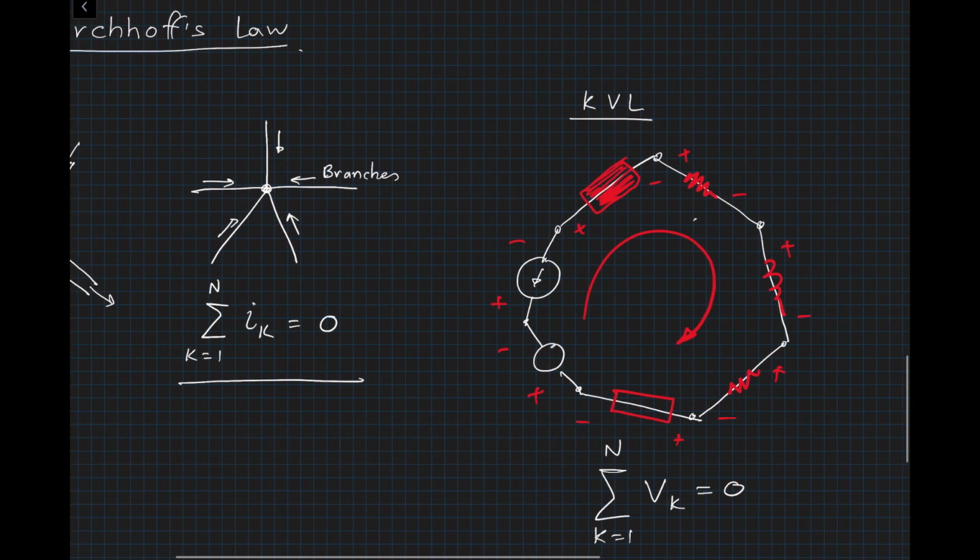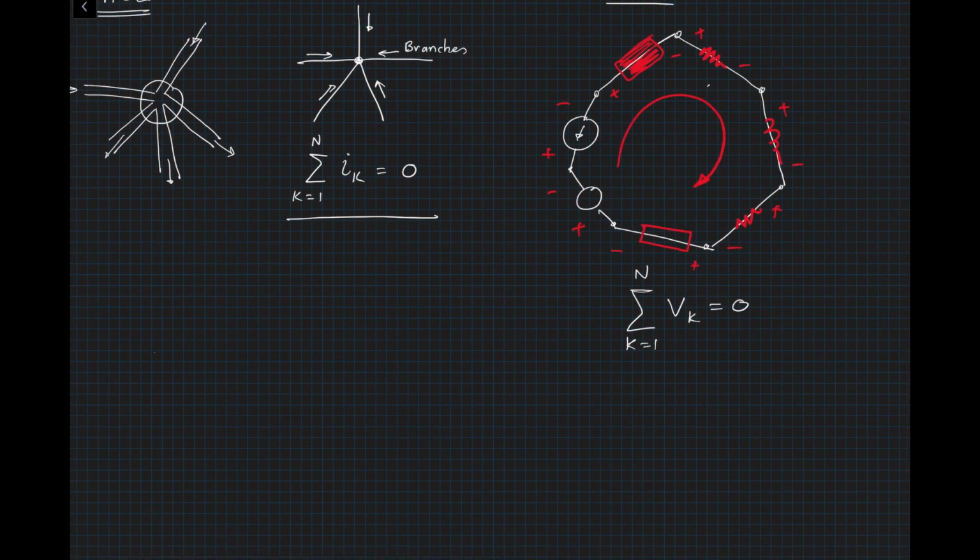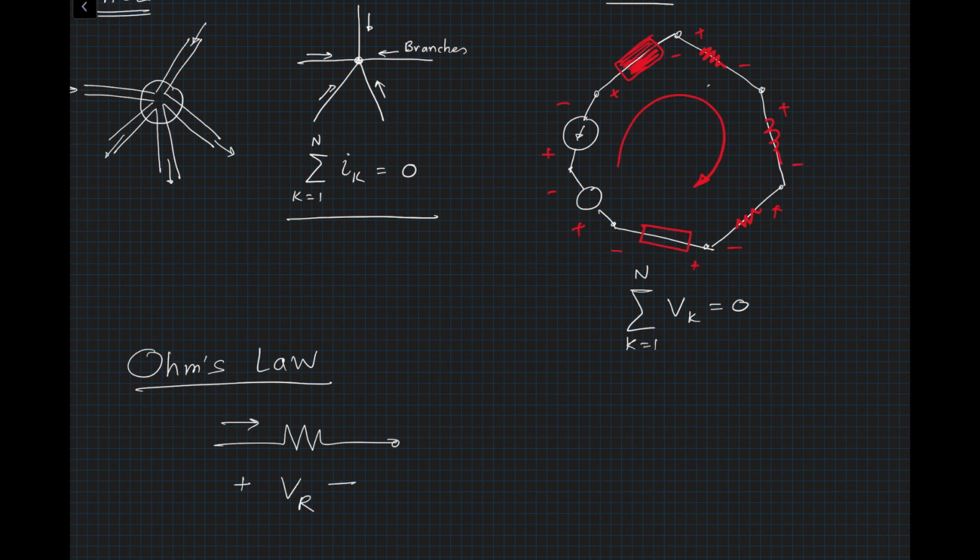The next popular law that we use in circuits is Ohm's law. In Ohm's law, let's say there is a resistor, and there is a voltage across the resistor V_R, and there is a current flowing through the resistor, which is I_R. The value of the resistor is R. So Ohm's law says that V_R is equal to R times I_R, or the value of the resistance is equal to V divided by I across the resistor.